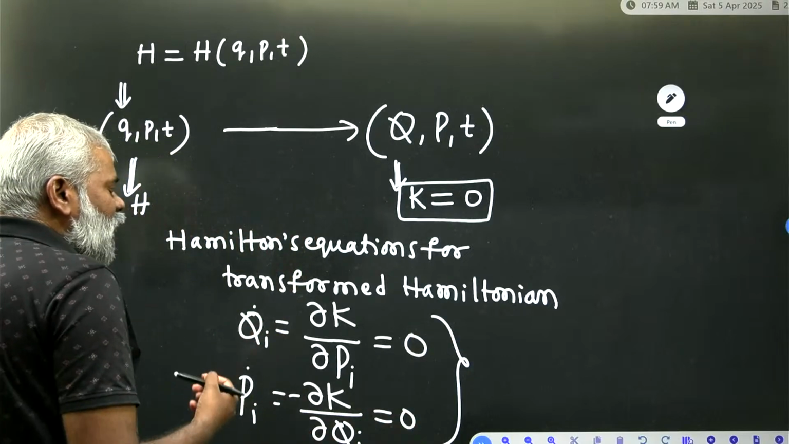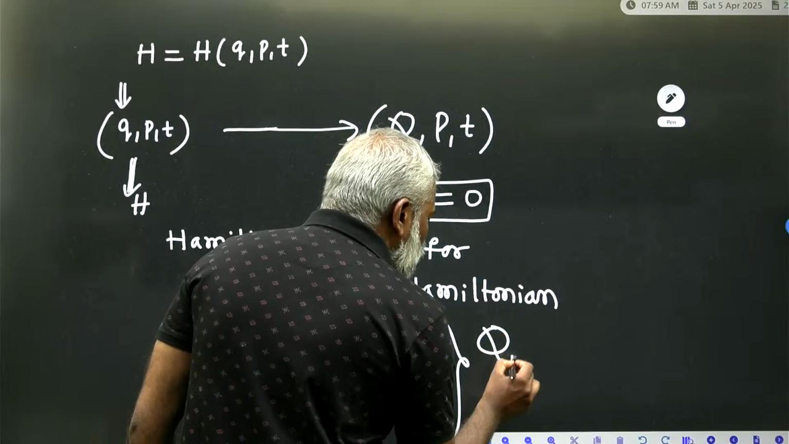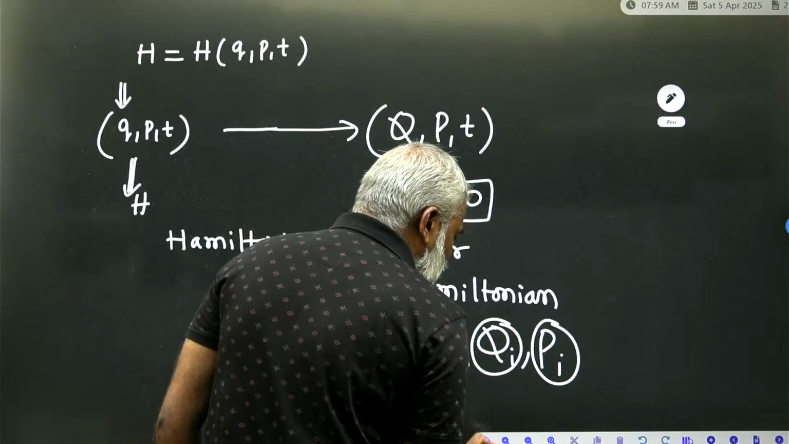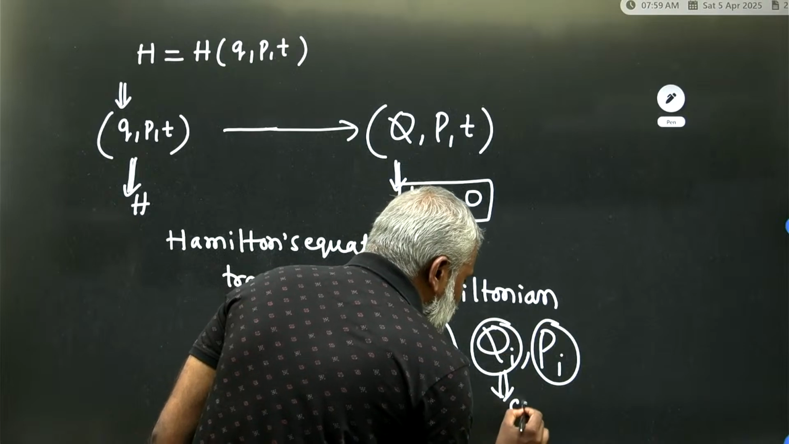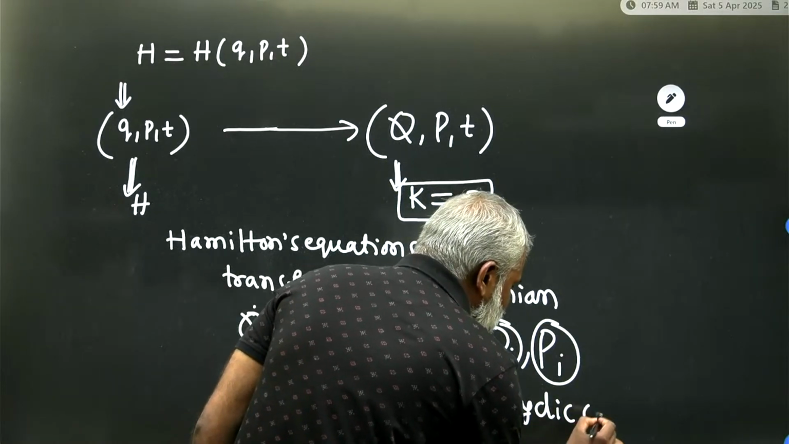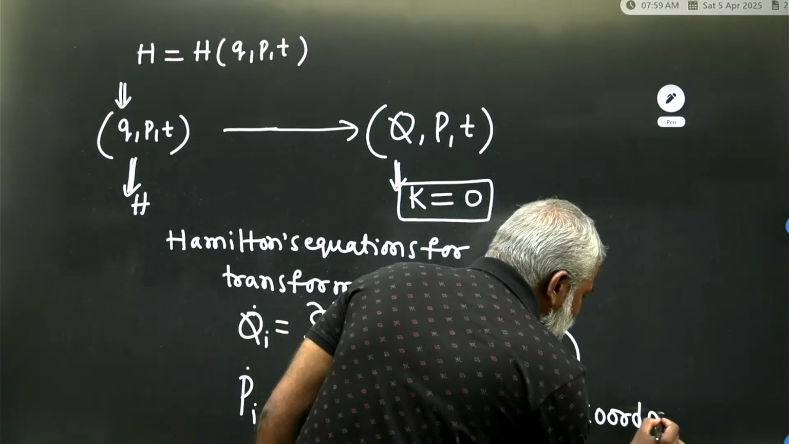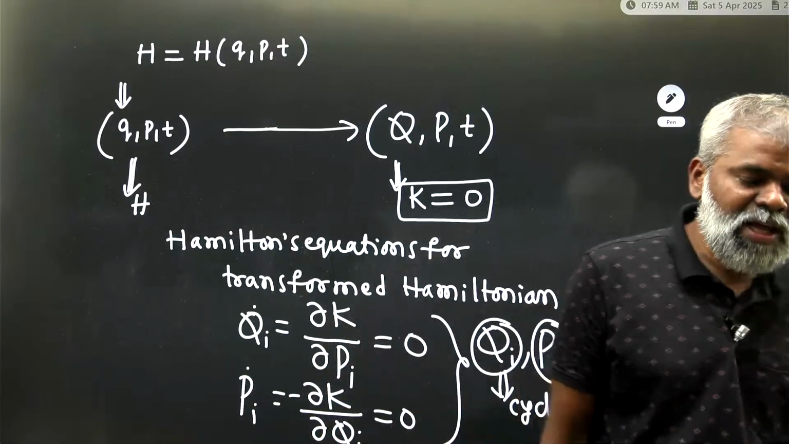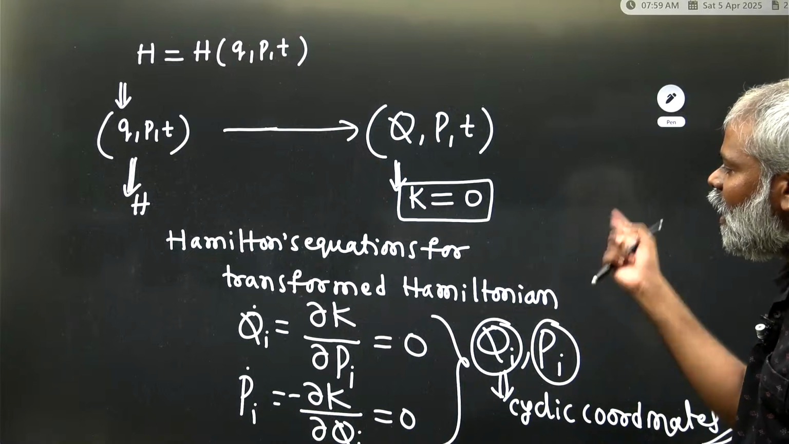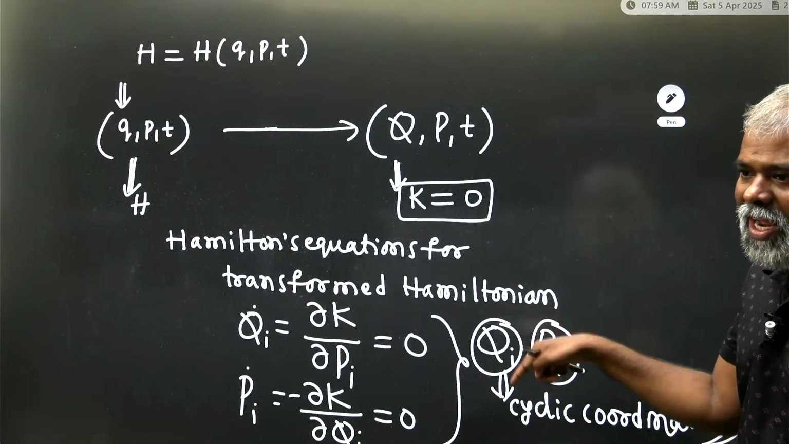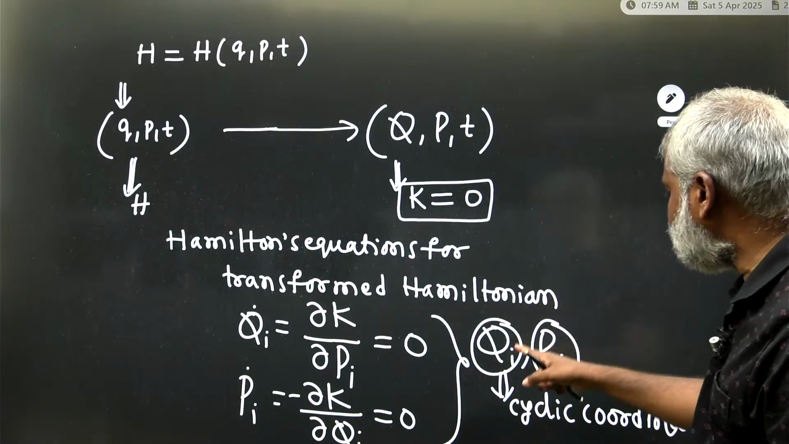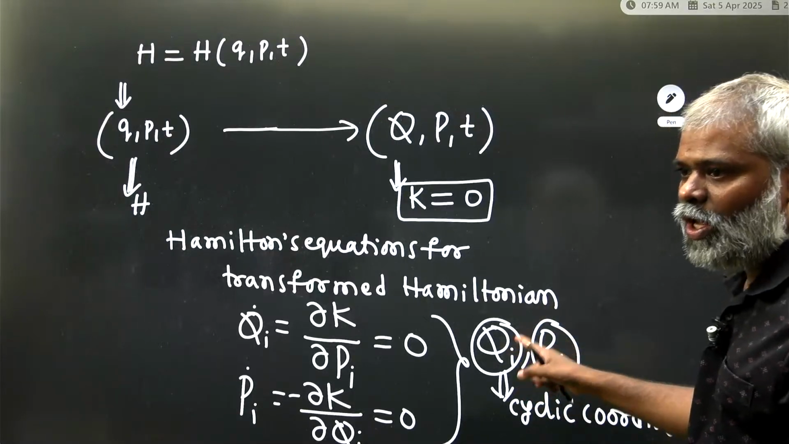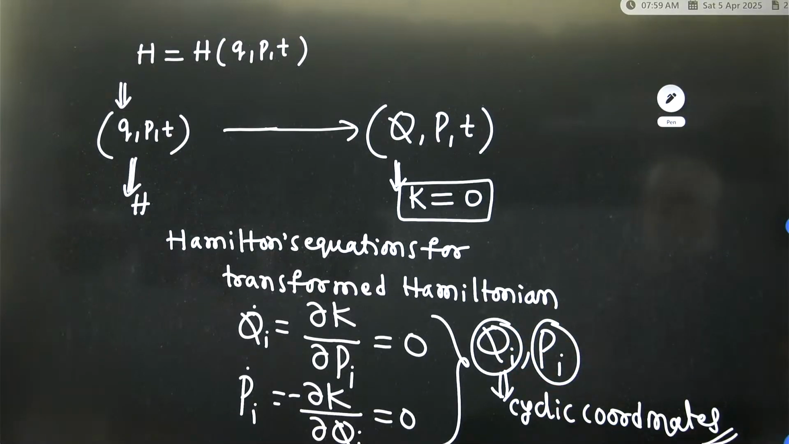Therefore, capital Qi and capital Pi, both the position and momentum coordinates, are cyclic coordinates under the transformed Hamiltonian.